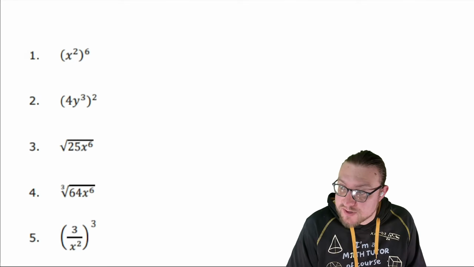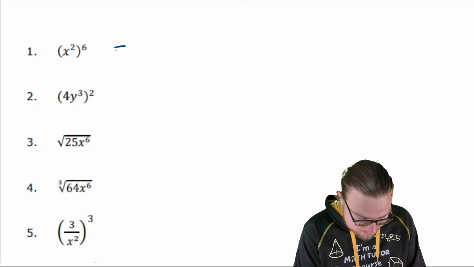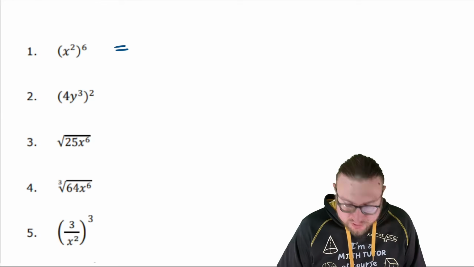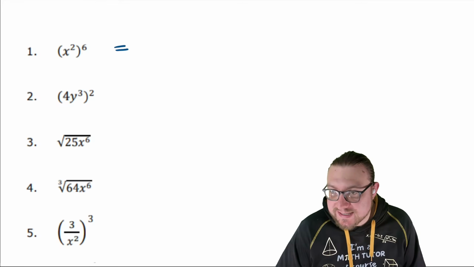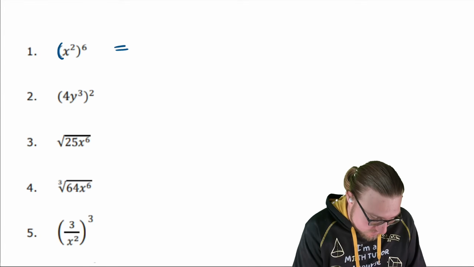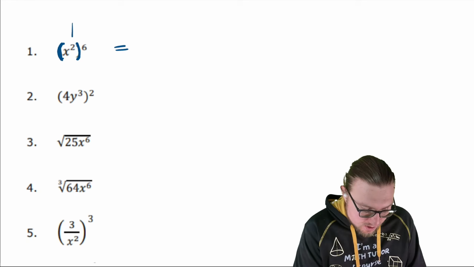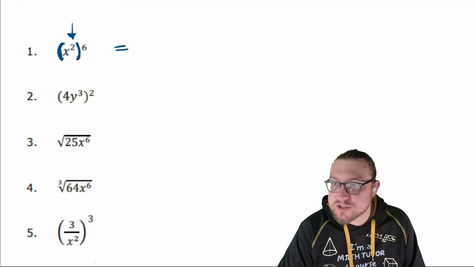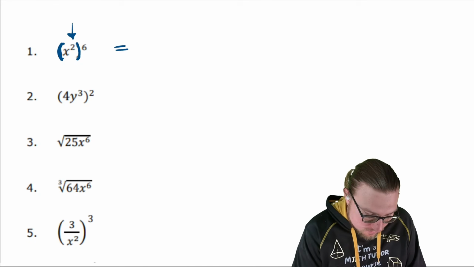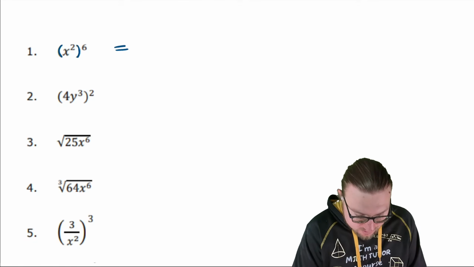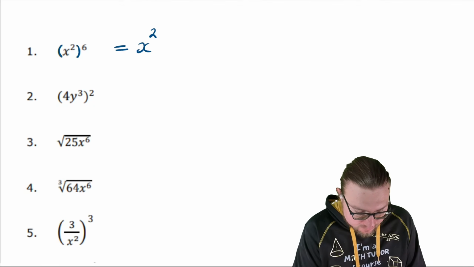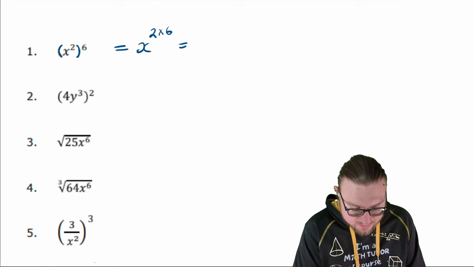I'm going to zoom in a bit so we can do them one by one. So what rule do we have here? The first thing that I see is that we have brackets. So what was the rule? Everything inside the brackets is to the power of 6. Here we have a squared, so that means we have a power to a power. And if you remember, that means we multiply the powers together. So we're going to get x to the power of 2 times 6, and simplifying that is x to the power of 12.